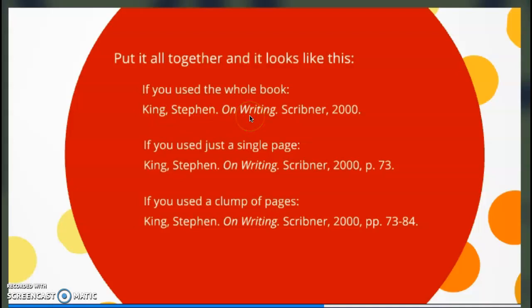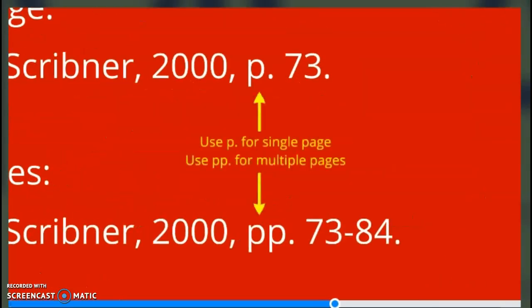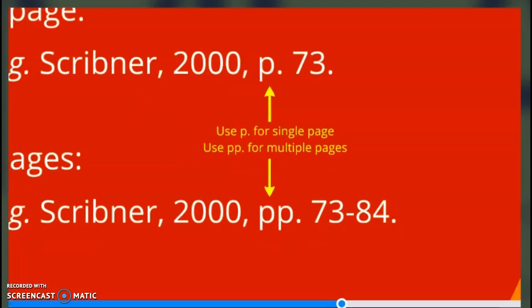On Writing is the title of the book. Scribner is the publisher, and 2000 is the year it was published. If you use just a single page, it would be the same citation, but the final piece of that sentence would be page 73. And then if you used a clump of pages, you use that double P followed by the actual page range in your citation. Again, use P for single pages and double P for multiple pages.